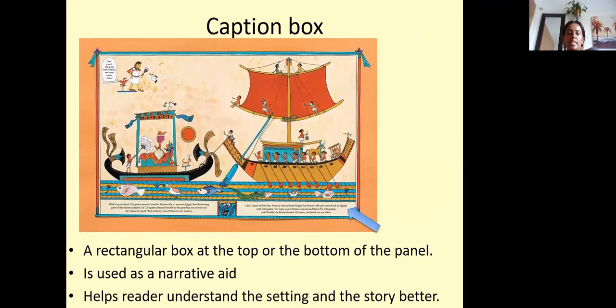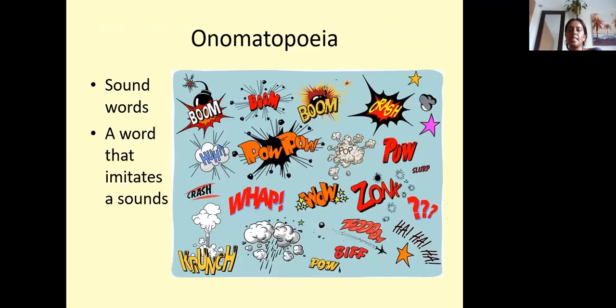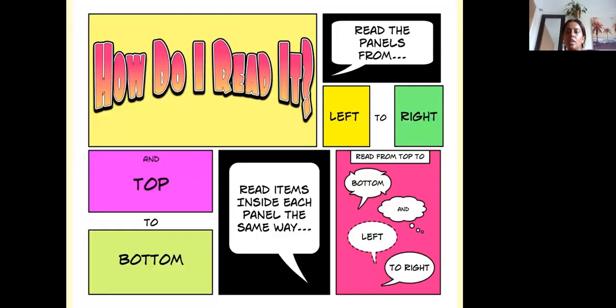A caption box is a rectangular box at the top or the bottom of the panel. It is used as a narrative aid. It helps the reader to understand the setting and the story better. So there will be a picture and then a rectangular box underneath, which we call a caption box, which would have the information in it. Onomatopoeia is sounds as words, a word that imitates a sound. For example, boom, whap, wow, pow, biff, zoom. All of these are how we would spell the word if it was a sound.